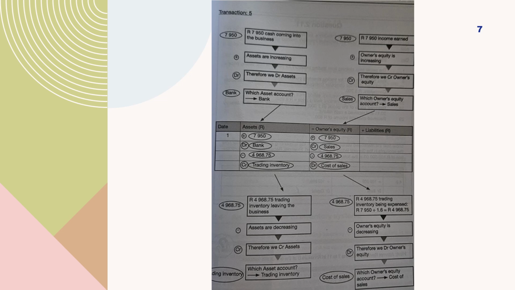It was number 3, transaction 3. It was just bank and it was trading inventory, right? Or if you bought on credit, it would be in your creditors control and trading inventory. So nothing went to owner's equity. It's only when you sell the goods that you recognize the expense for it, right? That's what we're doing here. So the cost of those goods was 4,968 Rand 75 cents. So your owner's equity is going to decrease by that amount, right? Because the worth of your business is decreasing because that's what those goods cost you.